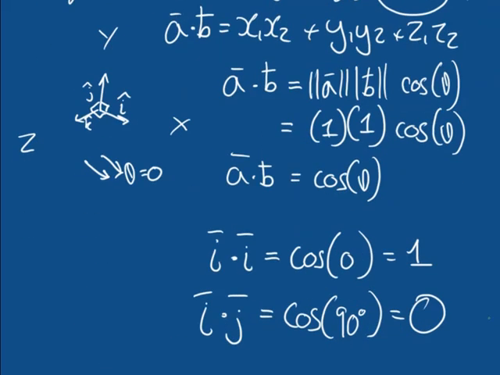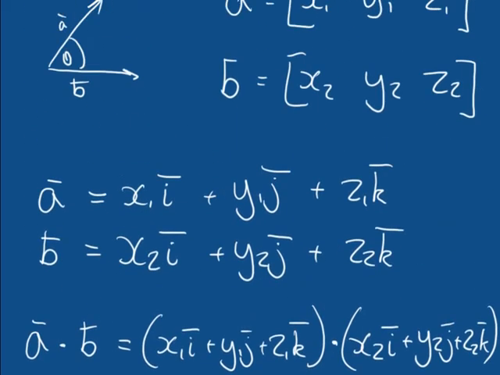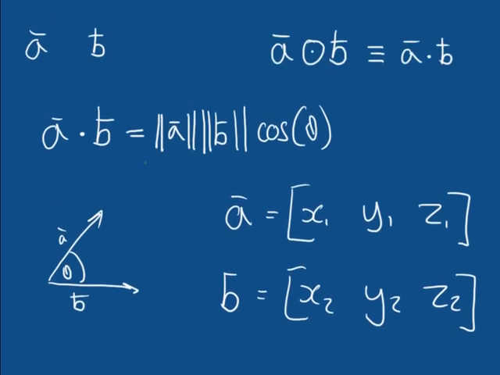So again, I will write that somewhere where we have some space. Perhaps I can scroll back up here. Fantastic. It's also equal to x1, x2, plus y1, y2, plus z1, z2.